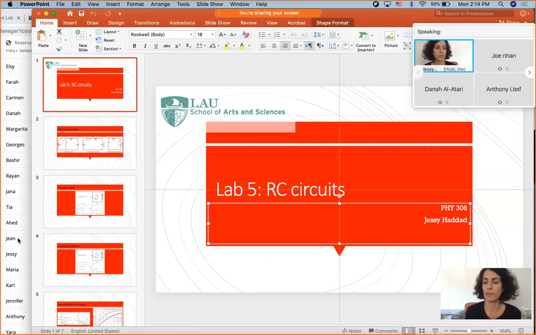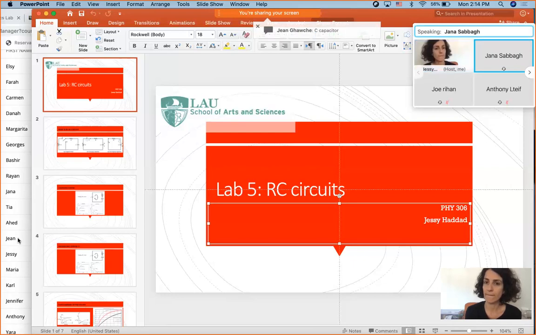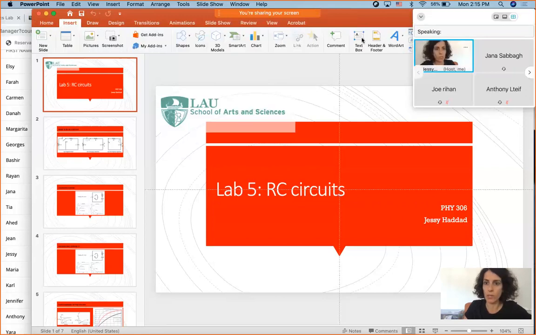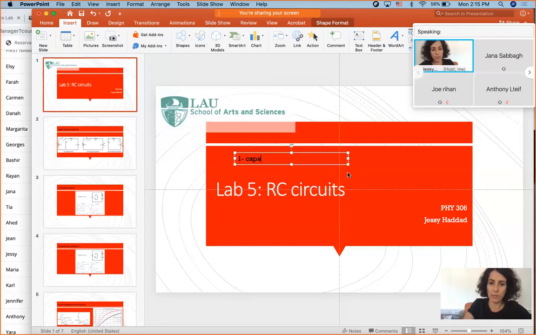RC circuits. We put a capacitor with a resistor and a battery to charge the capacitor. Yes, Jana, and Jean is also saying that we need a capacitor. Jana is saying we need a resistor. Probably I can try to type it and insert a text box. So basically you're saying, one, you need a capacitor, two, you need a resistor. That's the minimum requirement, right? And you need a battery to charge the capacitor, right?